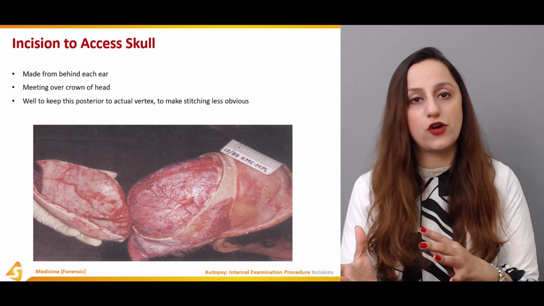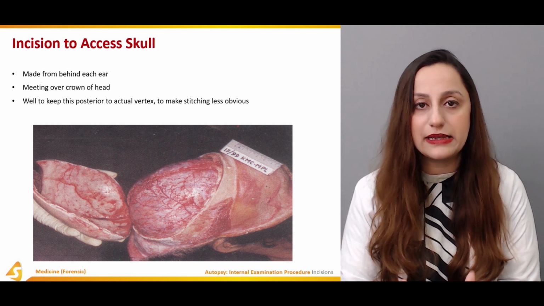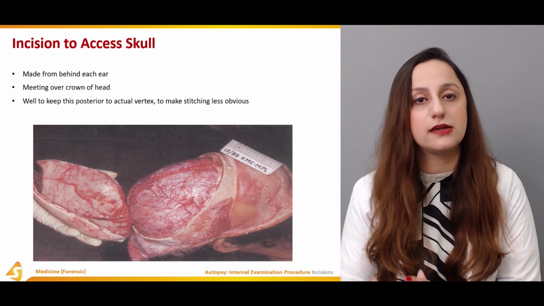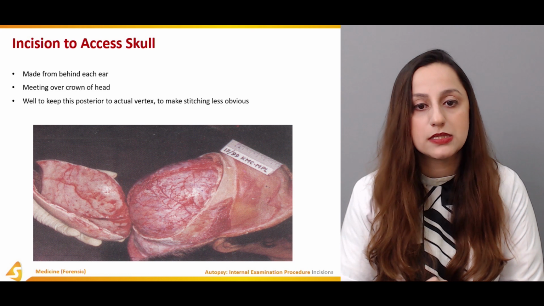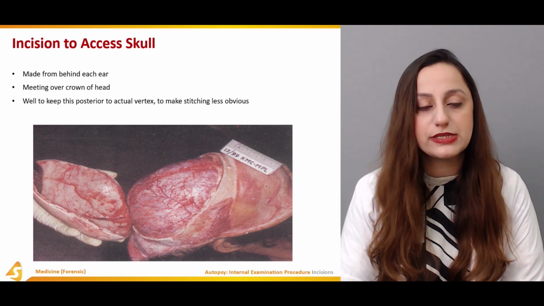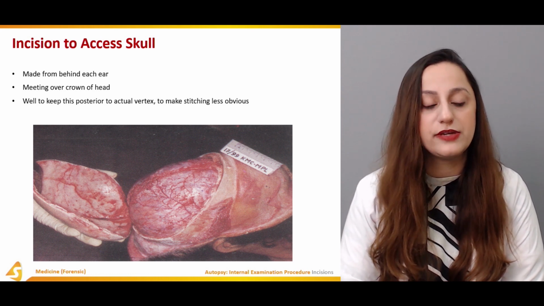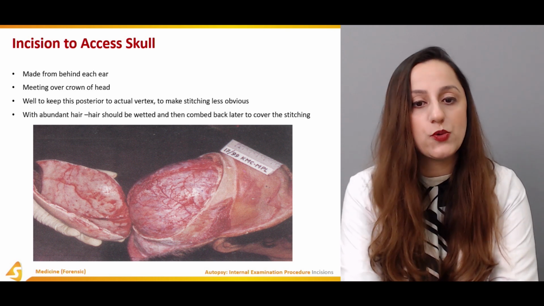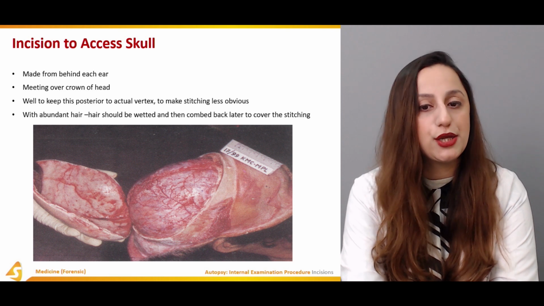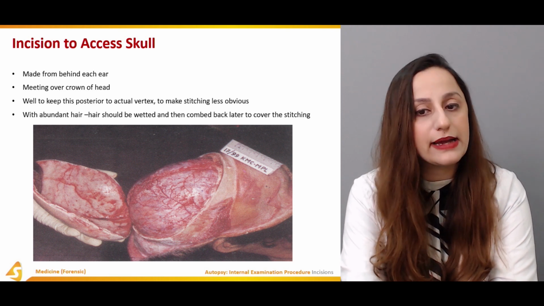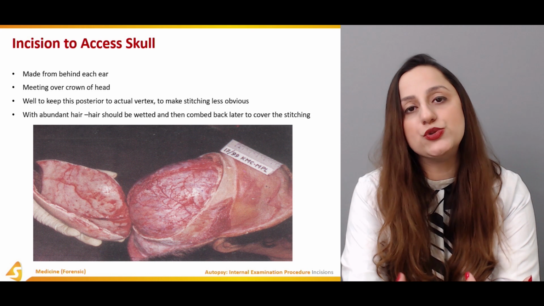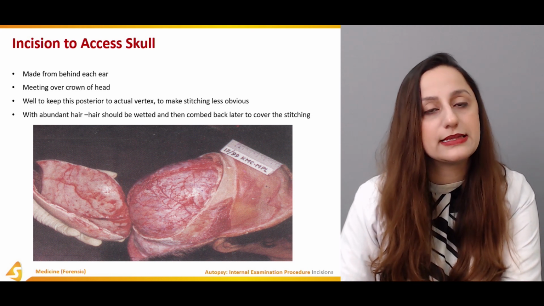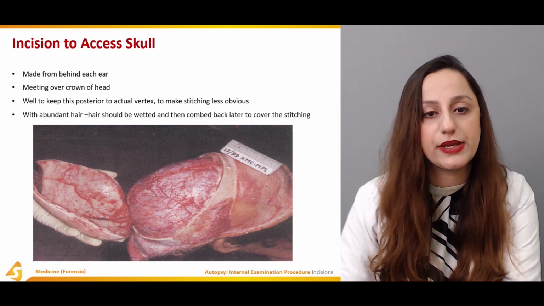As I've already emphasized again and again, the body should be in a very cosmetic condition when we hand it back. So these are the precautions that we take while giving an incision to the skull. With abundant hair and with children, the hair should be wetted and then combed back, and later it can be used to cover the stitching that was performed to incise the skull and examine the brain.